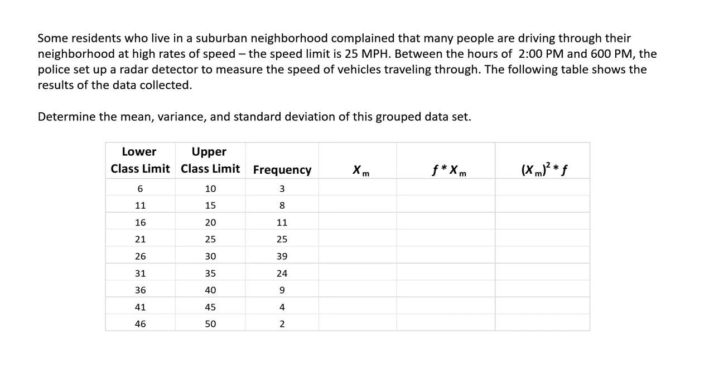Today we're going to go over frequency distribution tables. Let me set up the problem for you. Some residents claim that people are speeding through the neighborhood. The police set up a radar detector between the times of 2 o'clock p.m. and 6 o'clock p.m. They measure the speed of vehicles traveling through. The following table shows the results of the data collected.